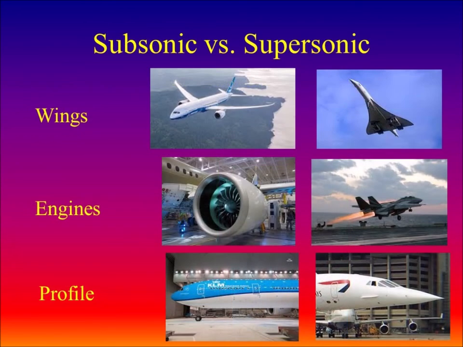It's fairly common on the internet to see pictures and video of airplanes of different types flying. And I thought I would compare the subsonic and supersonic airplanes in three areas. First, if we look at the wings, you'll see that subsonic planes almost always have straight-type wings. They may well be swept, but they're straight out wings. Whereas the supersonic planes tend to lean towards a delta wing configuration. And these are very, very different.